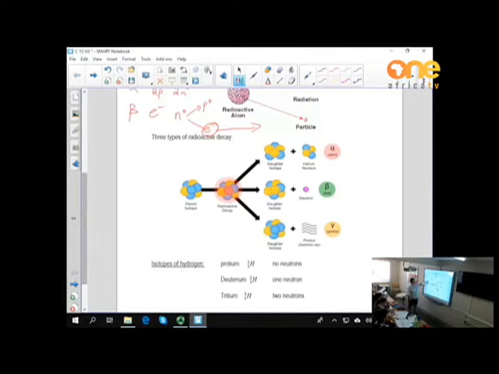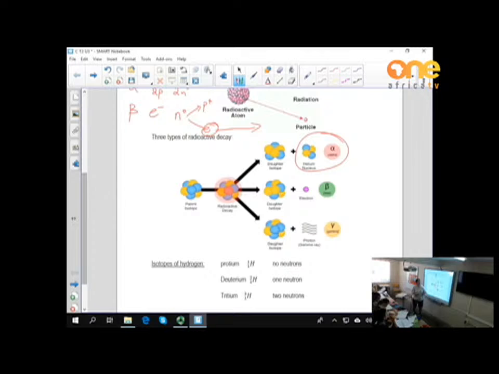3 types of radioactive decay. Here we have alpha decay. They talk about a helium nucleus, which consists of 2 protons and 2 neutrons. If you look on the periodic table, helium's atomic number is 2 and the mass number is 4.